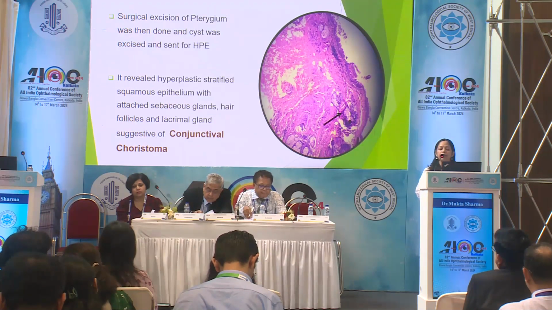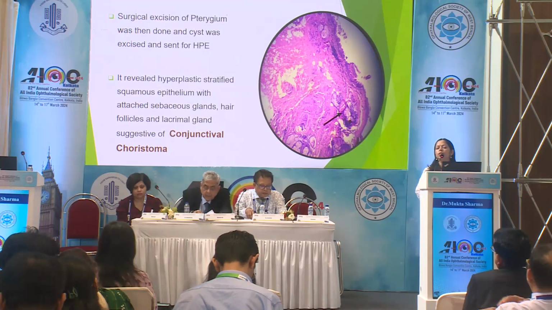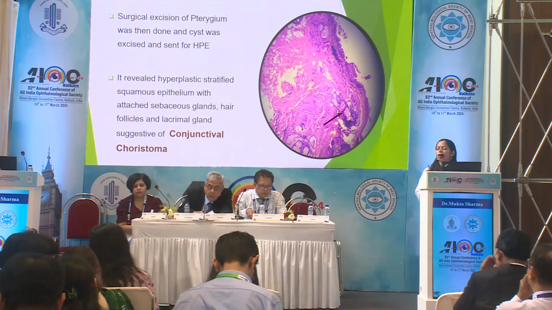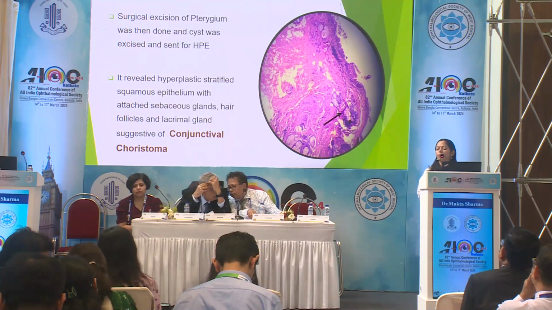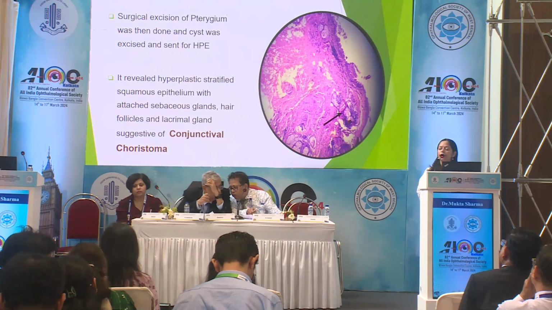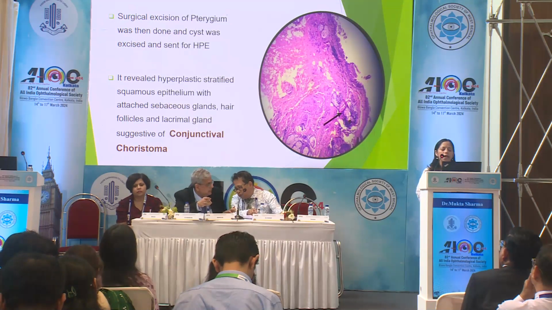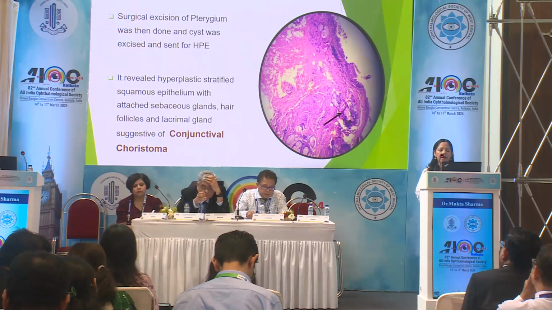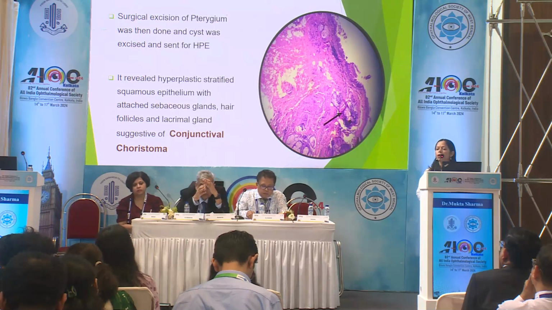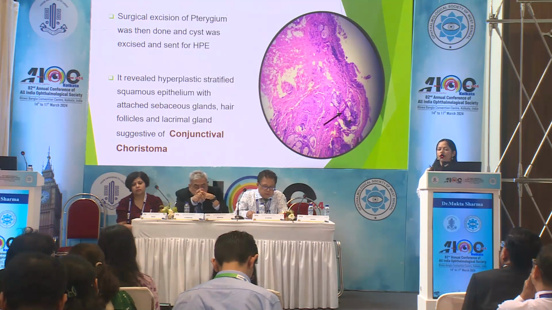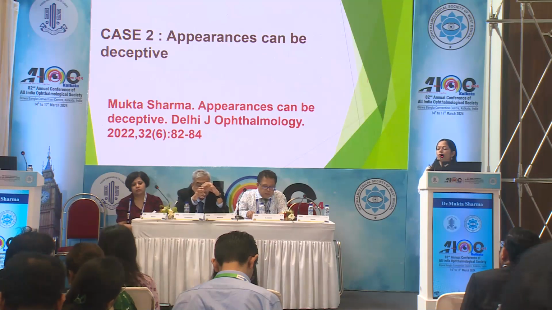Surgical excision of the pterygium was planned, and the cyst was excised and sent for histopathological examination. Now, as you can see in the histopathological picture, it revealed hyperplastic stratified squamous epithelium with attached sebaceous gland, hair follicles, and lacrimal gland, suggestive of conjunctival choristoma. So a small mass in the pterygium turned out to be a choristoma. It was a histopathological surprise for us.